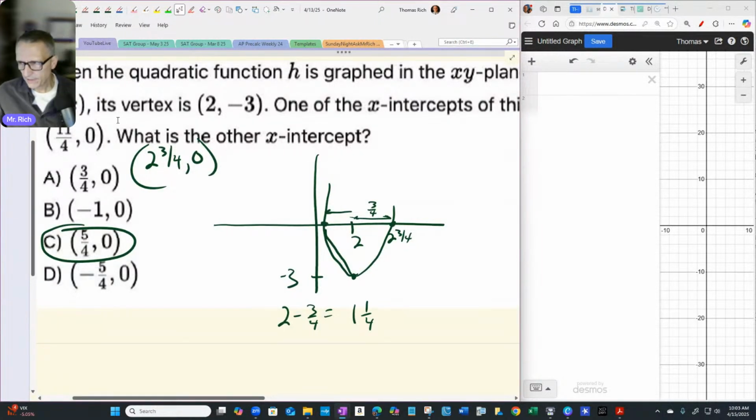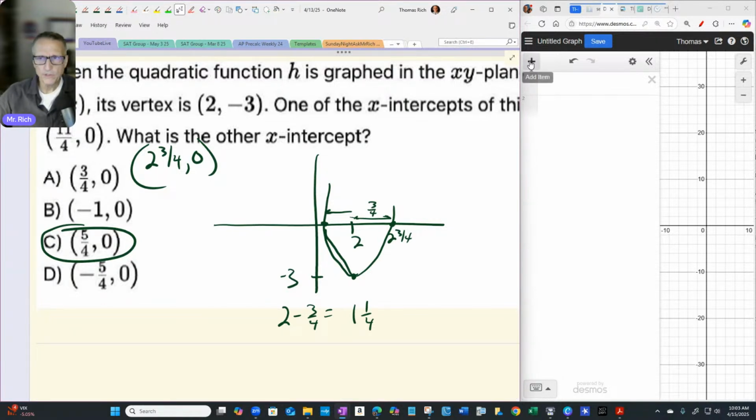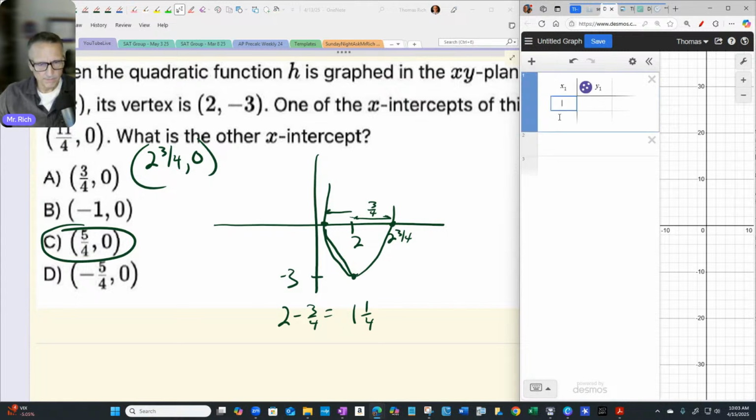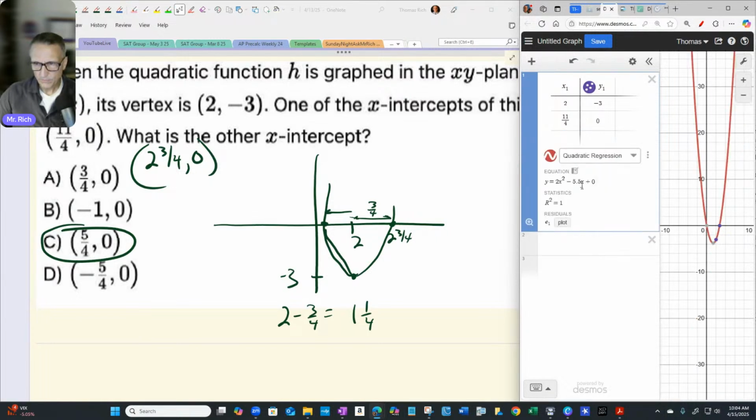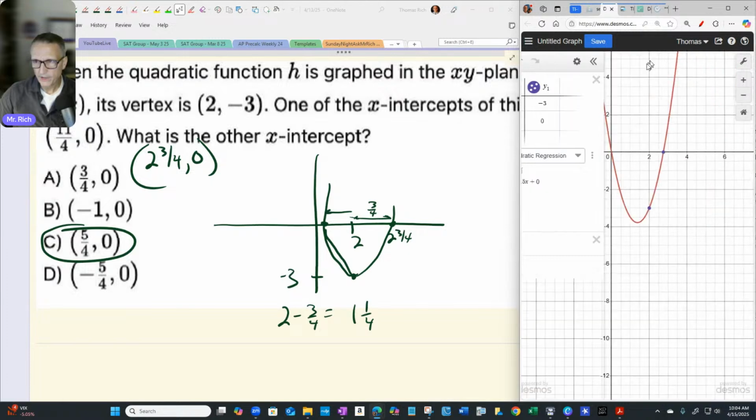Now, the other thing that I wanted to show you here is a mistake that you could possibly make if you thought you were going to use Desmos. If you tell Desmos to make a table and you put the vertex in, because you know that's one of the points on the quadratic, so we'll put in (2, -3), and if you put that x-intercept in, 11/4, 0, and then you tell it to do a quadratic regression, it's going to give you that right there. And it's going to show you the function over here that it just generated.